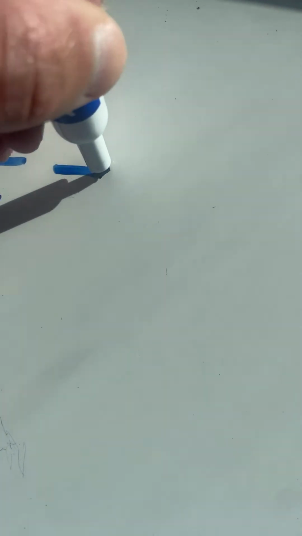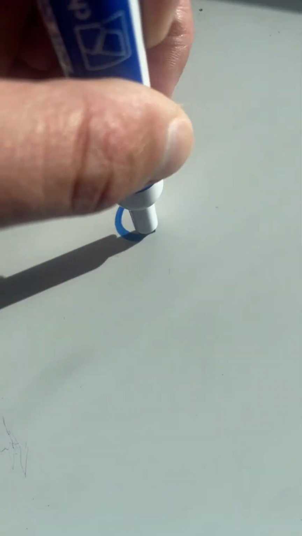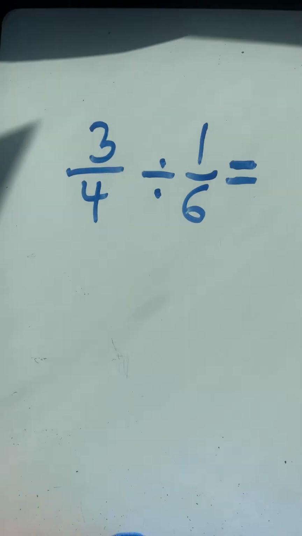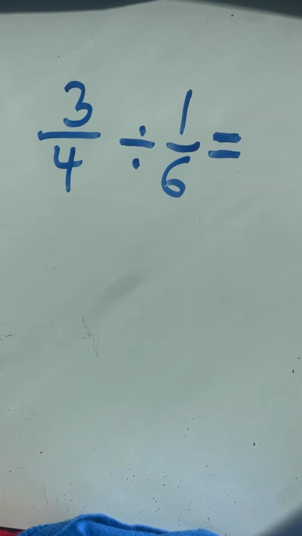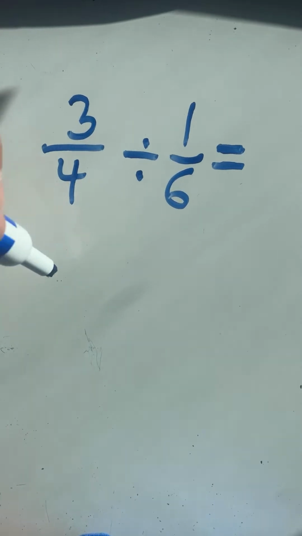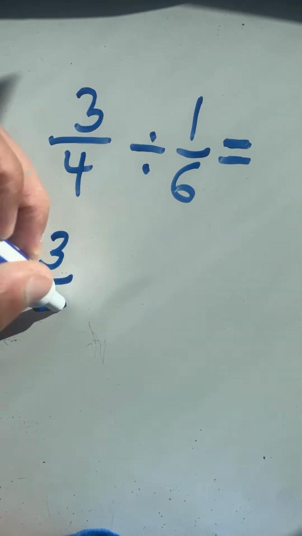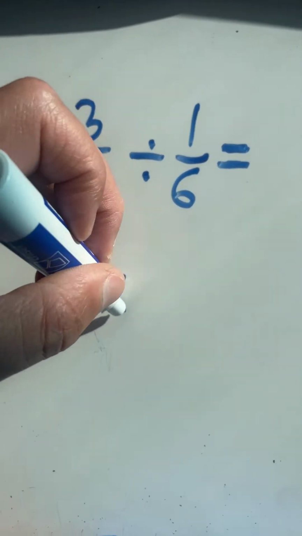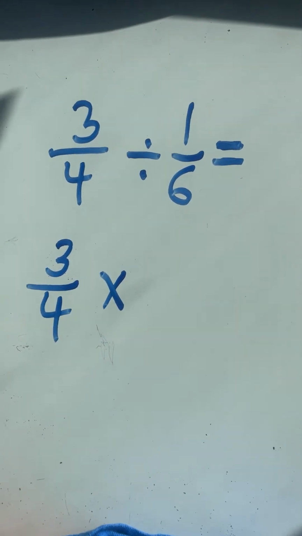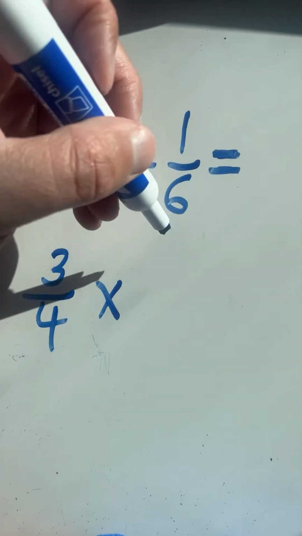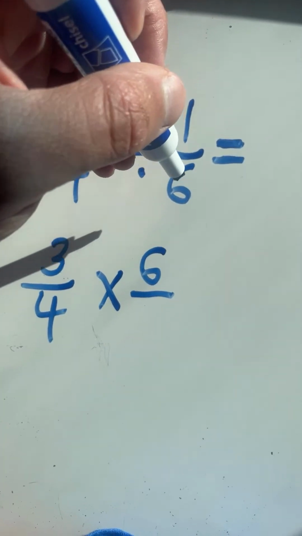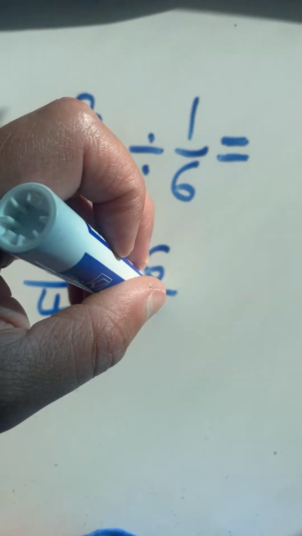3/4 divided by 1/6. So step 1, we keep that first fraction the same. We keep, then we change our division sign to a multiplication sign, then we flip. The 6 in 1/6 becomes the numerator, the 1 in 1/6 becomes the denominator.